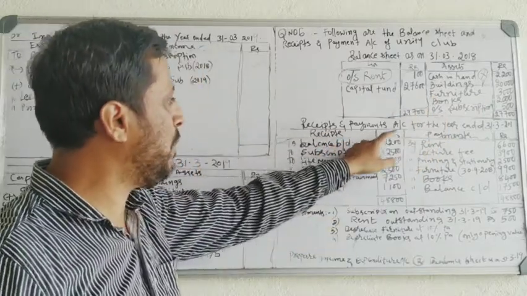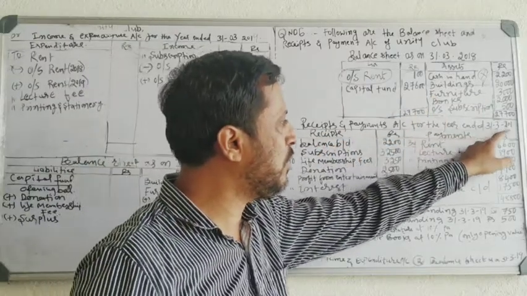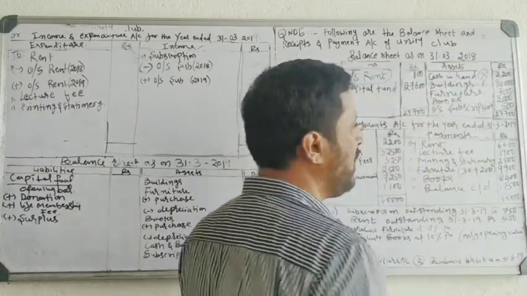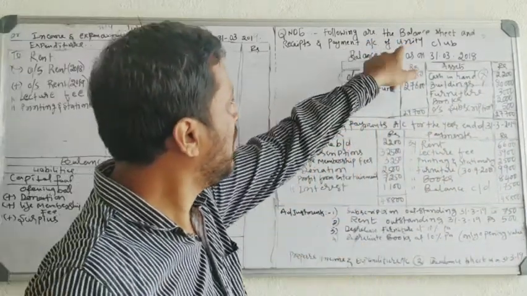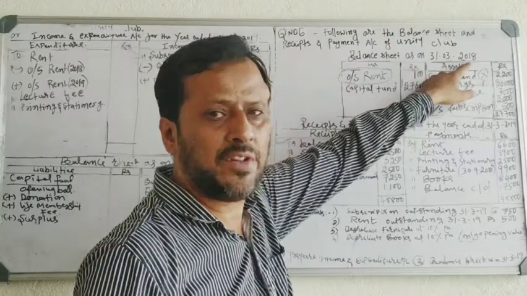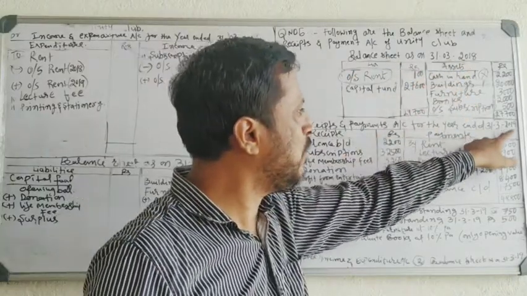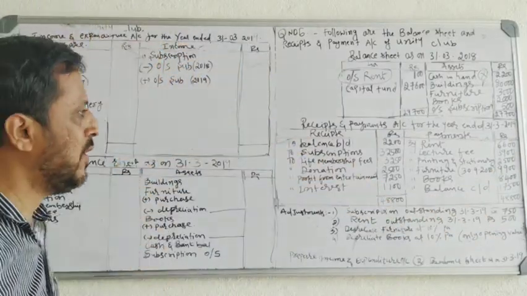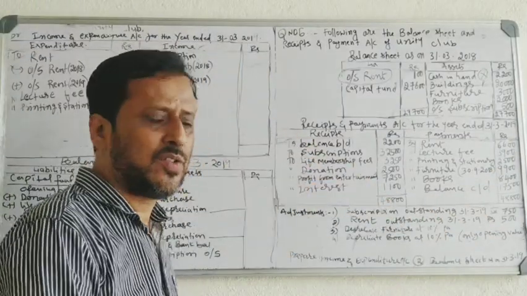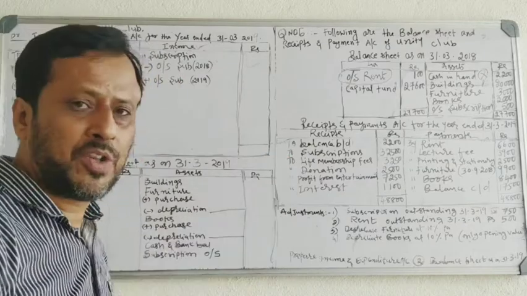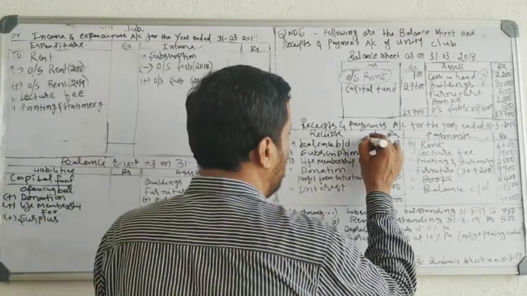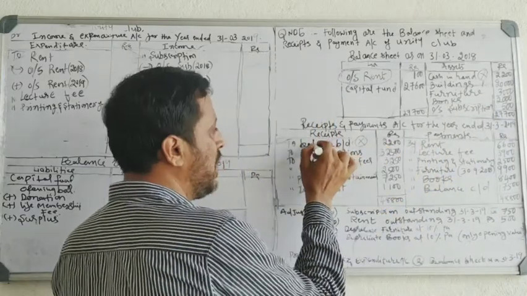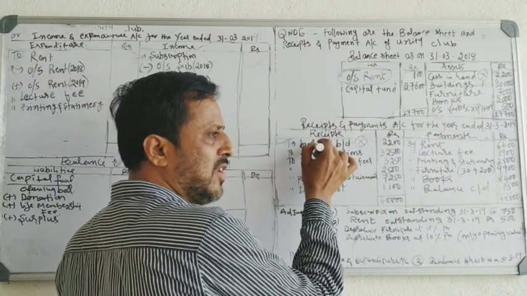Then you have receipts and payments account for the year ended 31/3/2019. Balance sheet is given on 2018. Receipts and payments account is given on 2019. You have to prepare financial statements on 2019. Okay, in this financial statements, debit side, receipt side, you have balance brought down. This is last year balance. 2200, same 2200 brought down to 2019 receipts and payments account.